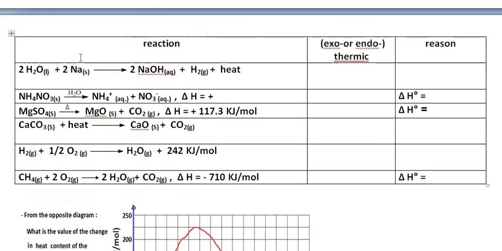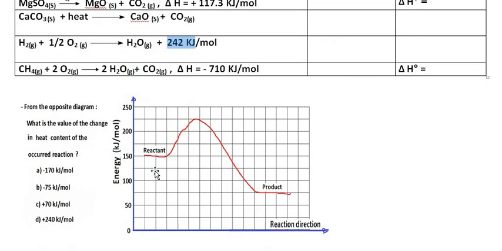From the equation, we can determine the type of the reaction. This is heat on the right hand side, so this reaction is exothermic reaction. In this reaction, delta H is positive, so this means that this is an endothermic reaction. Here delta H is positive, it's also an endothermic reaction. Here the heat is on the left hand side, so this is an endothermic reaction. Here the heat is on the right hand side, so this reaction is exothermic, and so on.